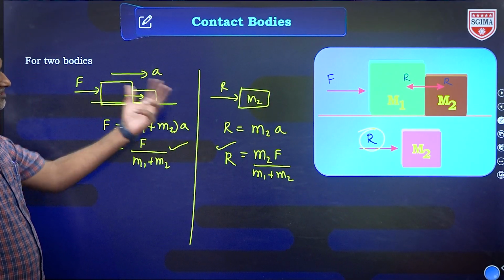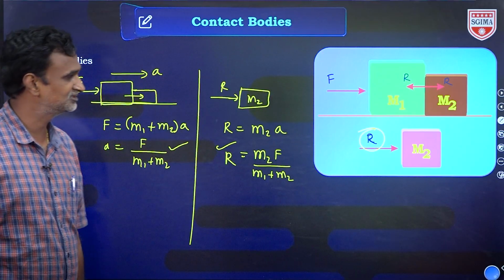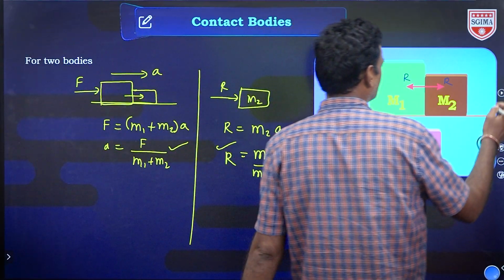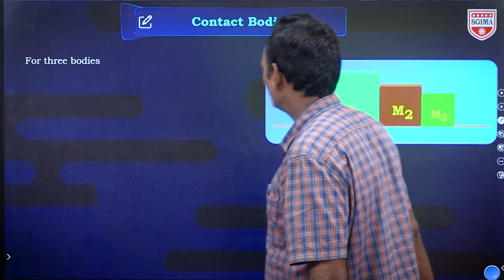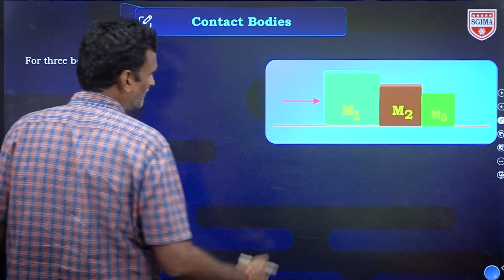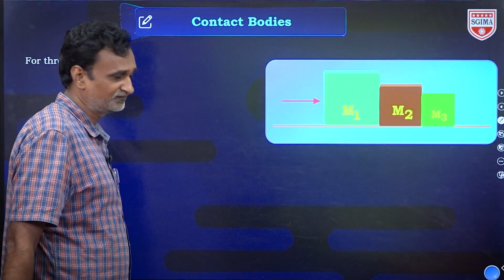And suppose if 3 blocks are there, in the next slide we will see the 3 blocks case. Let us see in the next one. Here 3 blocks are there and only m1 is being applied by force F, suppose.